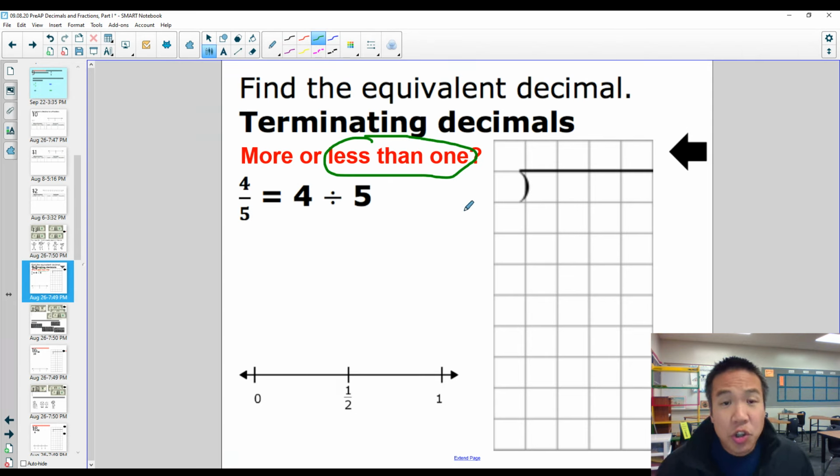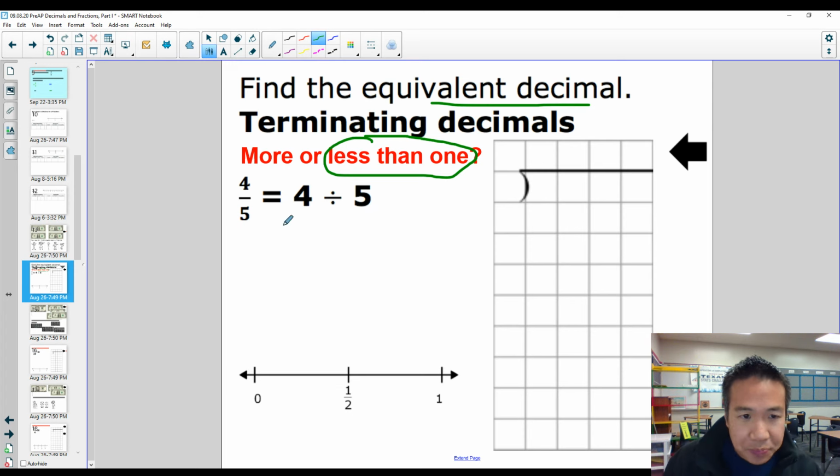So there are 2 ways to turn this fraction into an equivalent decimal. This is called a terminating decimal, a decimal that just ends, has actually place value. So here's the first way. 4 divided into 5 groups. 4 divided among 5 friends. 4 divided by 5. You may say, but why is this fraction a division?